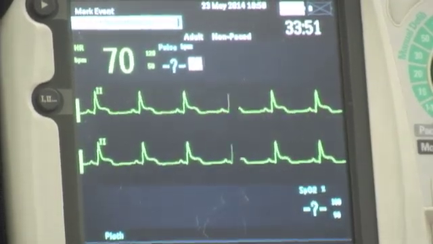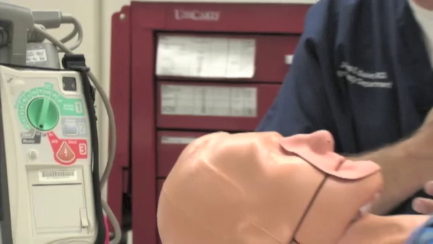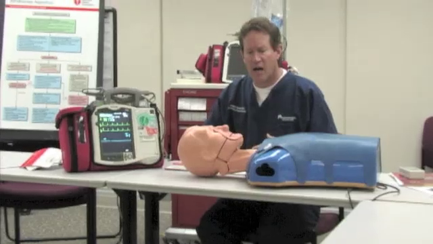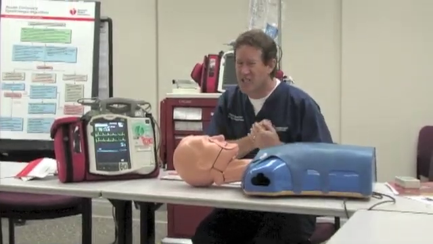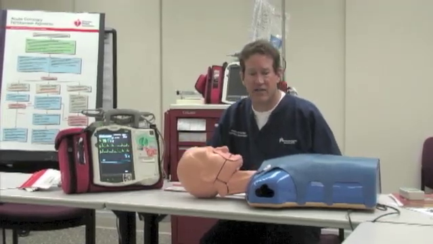So back to our patient. He's complaining of chest pain and a discomfort in his chest. It's been going on for 2 to 3 hours now. He's awake and talking, but he's got this chest pain. We hook him up to the monitor. We see the ST segment elevations.